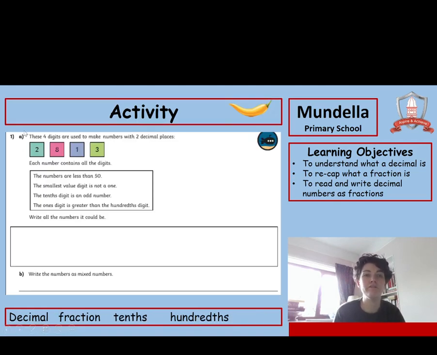Yellow, you've got a little bit of reasoning here. Using these 4 digits, make numbers with 2 decimal places. So you've got a set of criteria of instructions there. Write all the numbers that it could be. So the numbers are less than 50. The smallest value digit is not a 1. The tenths digit is an odd number, so that really limits which one the tenths number could be. And then the ones digit is greater than the hundredths digit. So have a go at working that out and write the numbers as mixed numbers below.